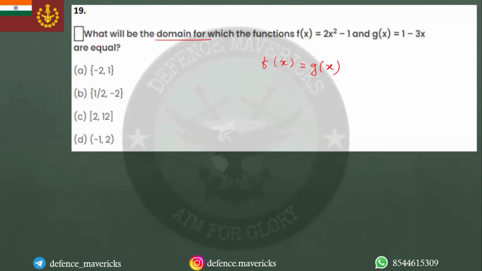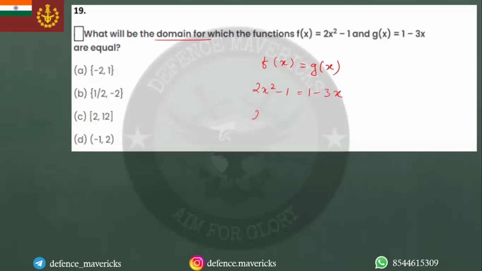What does domain mean? All the possible inputs. So what they are asking is: what are the possible inputs for which the outputs are equal? Basically you have to find the value of x for which the output is equal. It's like saying: what is the domain of the function x square such that the output is 9? So basically you have to find the solution of x square equal to 9. It's the same thing. So we'll just equate these two.